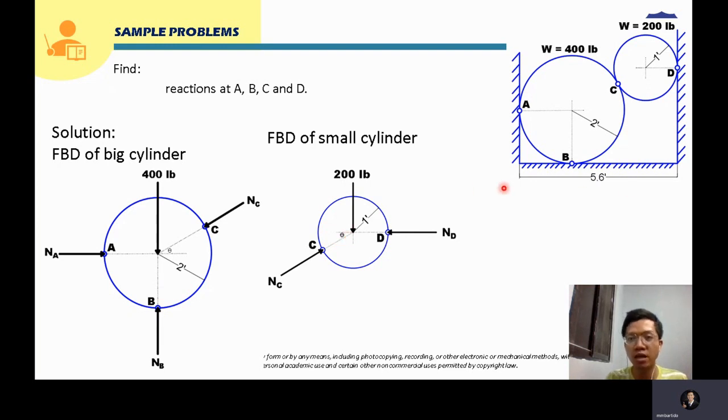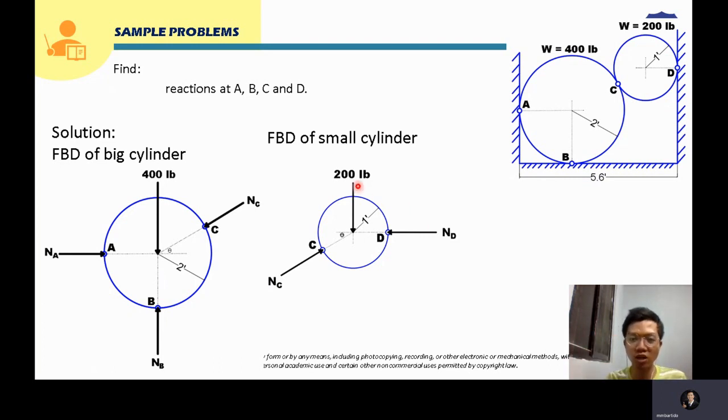Okay. Now for the point of contact of the surface to this small cylinder here, this will provide a normal force, and this normal force should be applied at the point of contact of the small cylinder and the surface, and it should be applied perpendicular to the surface. So if the surface is vertical, this normal force will be horizontal here, no? And we will name this as ND. Okay, so from here, we should start with the free body diagram that only has two unknowns.